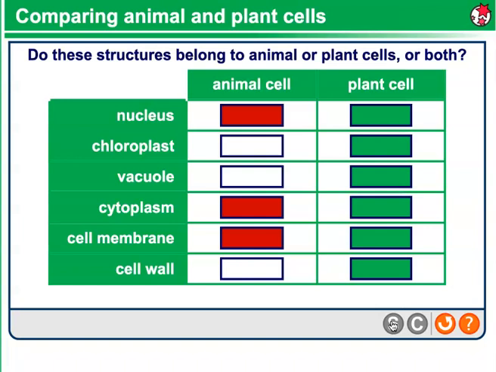A large central vacuole is only found in plant cells. Animal cells do have vacuoles, but they're usually really, really small. Not a large central vacuole like plant cells have. Cytoplasm exists in both plant and animal cells. Cell membranes exist in both as well. Animal cells only have a membrane and no cell wall. So animal cells do not have a cell wall, whereas plant cells do.